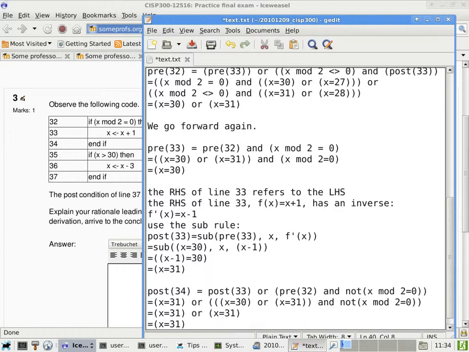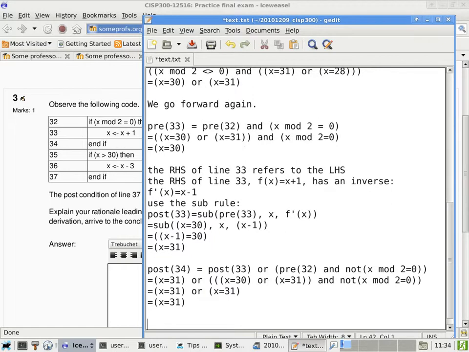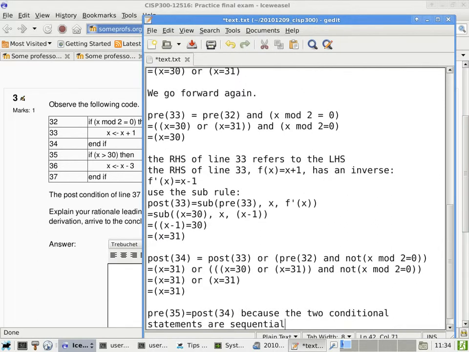Can we skip the second to last line and just say x equals 31? Yeah, you can skip it. But I'm just doing it, really, literally, step by step. Now we have to talk about what is pre-35. Pre-35 is post-34 because the two conditional statements are sequential.